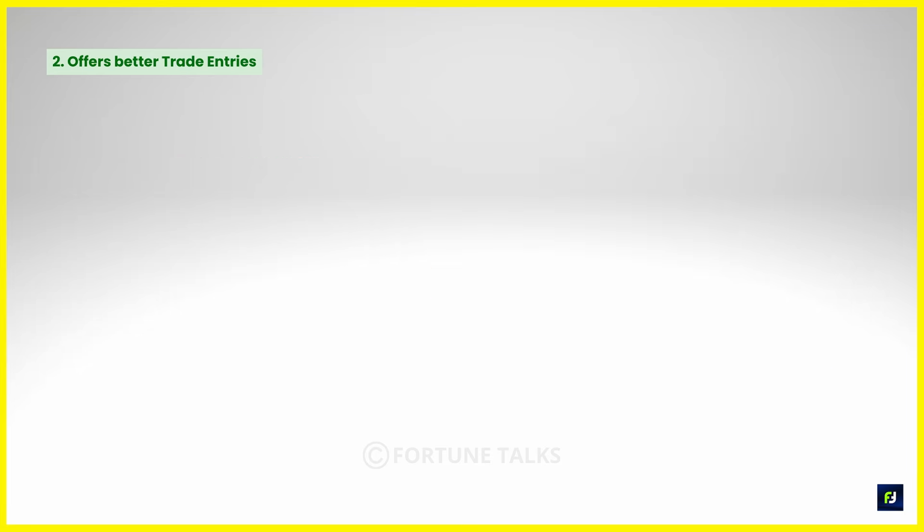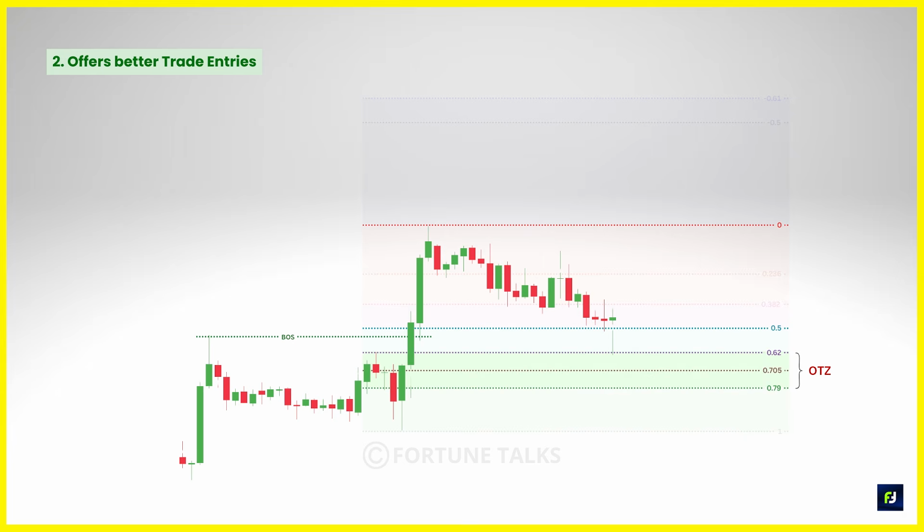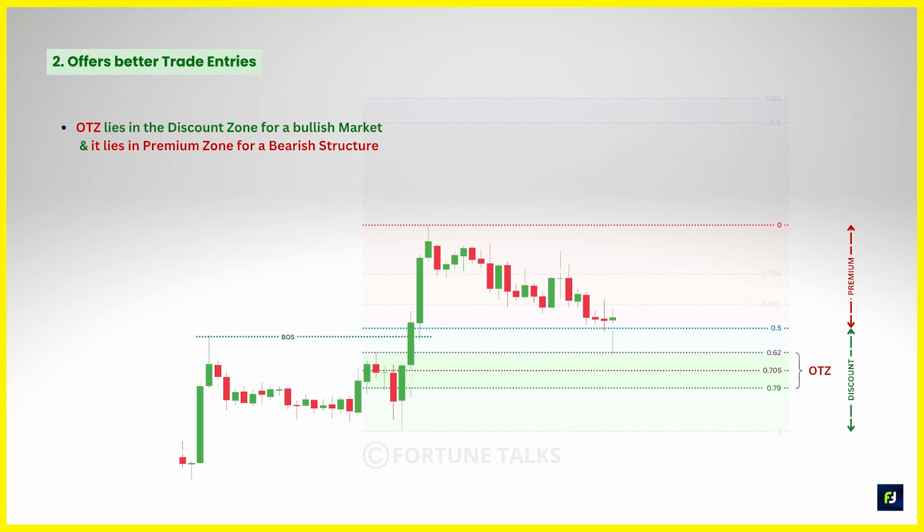Now, the second reason is that we get a much safer trade entry from the OTZ. Let us continue with the previous example. The fact of the matter is that market usually takes out early buyers or weak hands and uses them as liquidity for future price movements. So, waiting for the price to enter the optimal trading zone within the discount area and then looking for long trade opportunities will instantly increase our win rate.